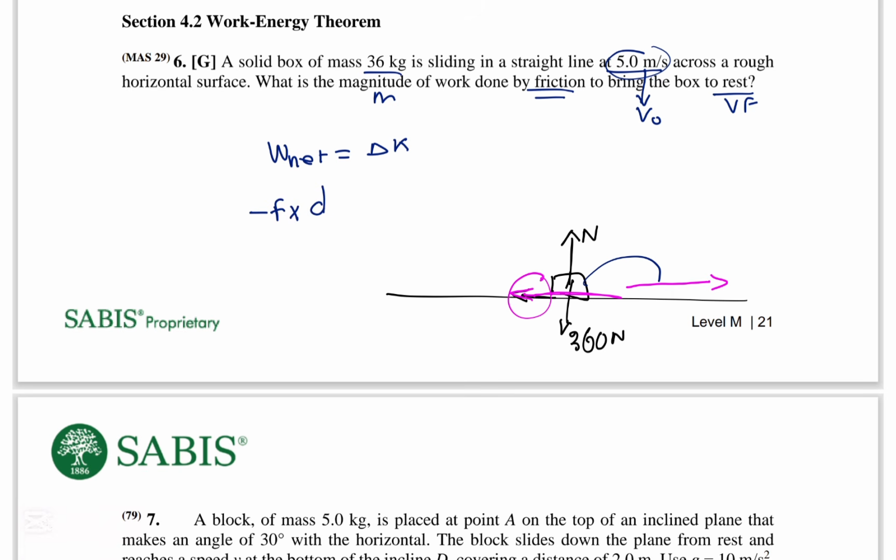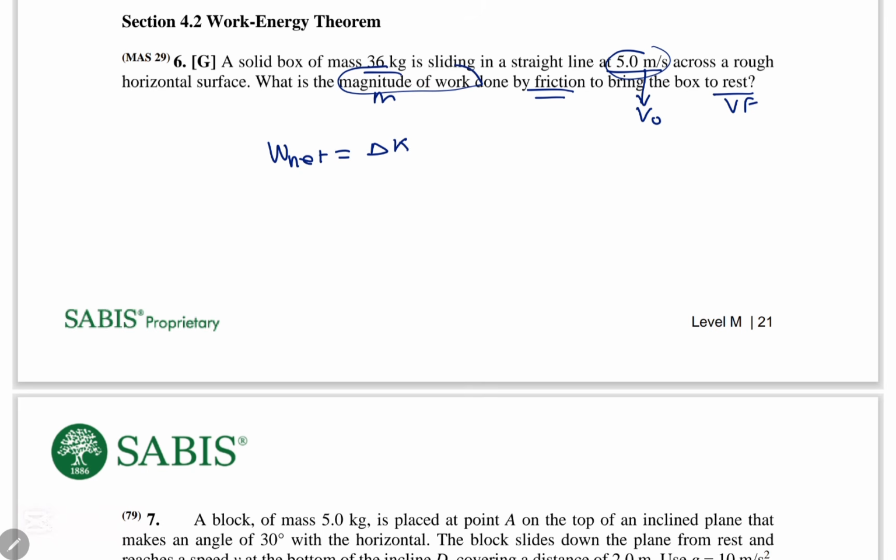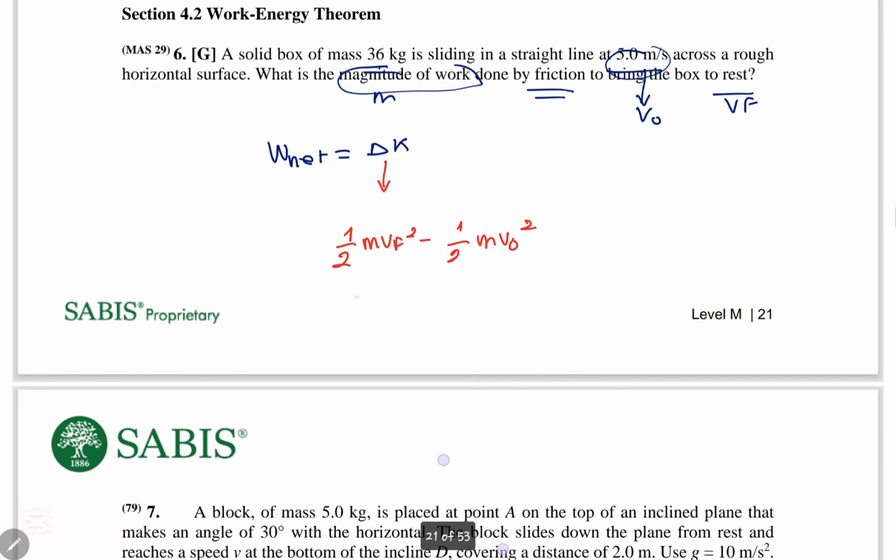But we don't really care about this. They didn't ask us for this. They asked us for the magnitude of work done by friction. Because they did not give me the distance, I couldn't solve it that way. What I could do is substitute in the change in kinetic energy. So it would be 1/2 m v final squared minus 1/2 m v initial squared. So 1/2 times 36 times v final, which was 0, squared, minus 1/2 times 36 times 5 squared. You will get an answer of minus 450 joules.